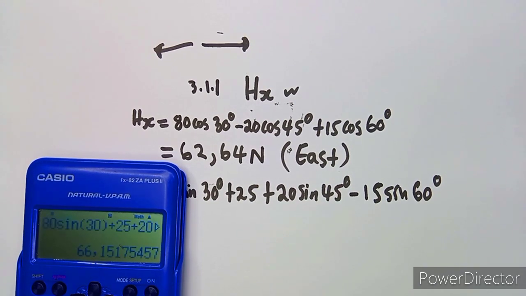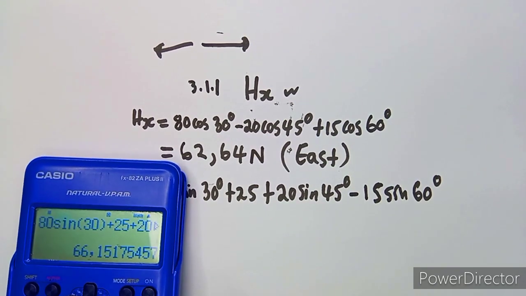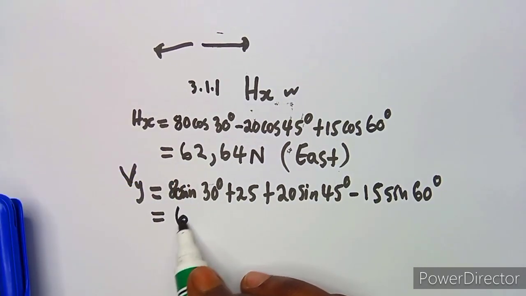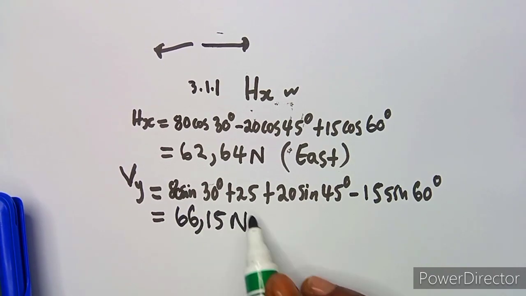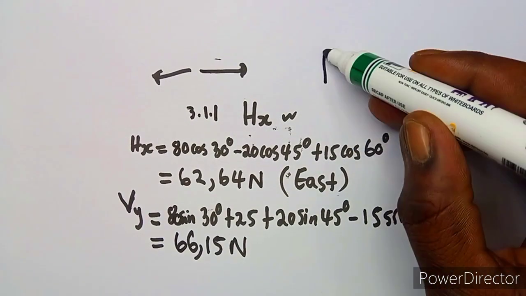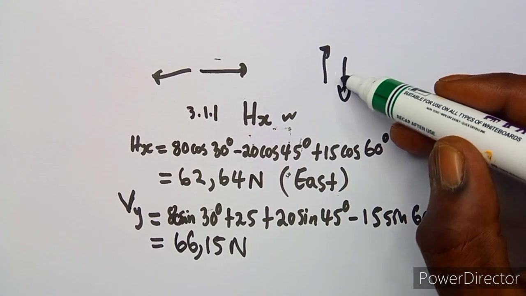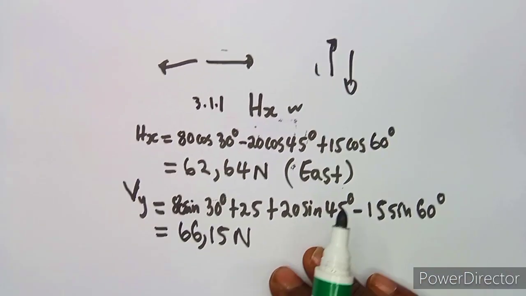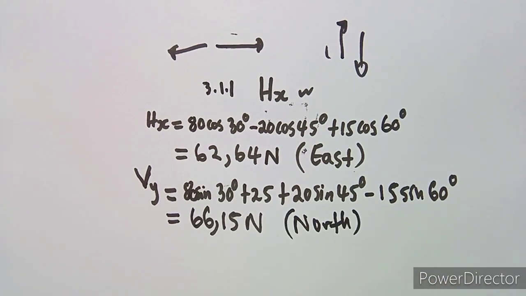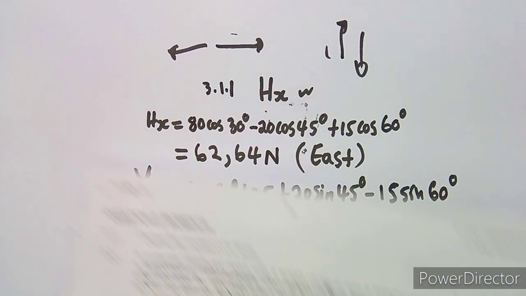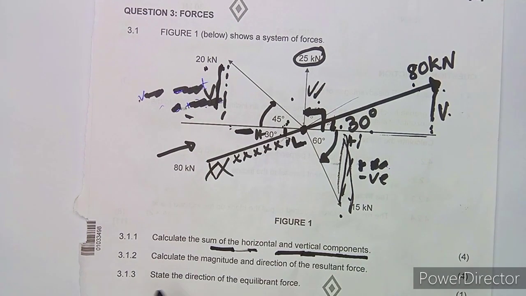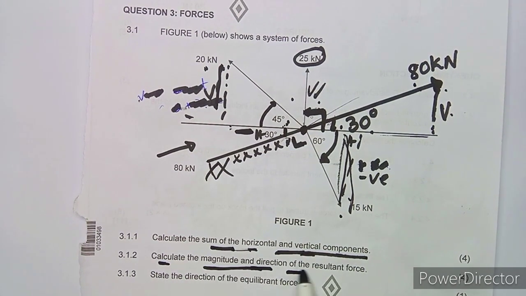So you're going to obtain 66.15 Newton, and it's positive. Take note, guys, the vertical is either going up or going down. So positive means it's going up, which is to the north. Okay, so that's what we had. We are asked to calculate the sum of the horizontal and the vertical components, then calculate the magnitude and direction of the resultant force.